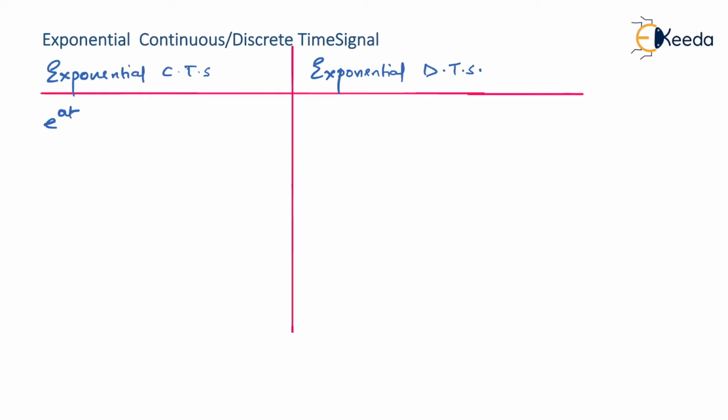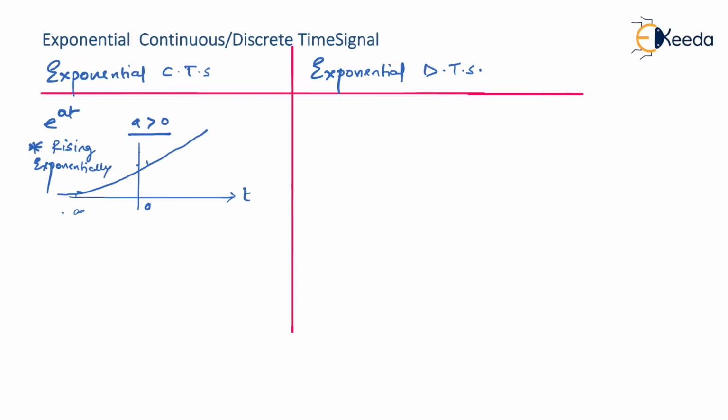So let me just take some a greater than 0. It means a is positive. In that case, if I plot the e to the power at curve, at t equal to minus infinity, I'll get 0. At t equal to 0, I'll get 1. And at t equal to infinity, you'll get infinity. In effect, you'll get this kind of curve, which is called a positively growing curve or rising curve. So this is rising exponentially.